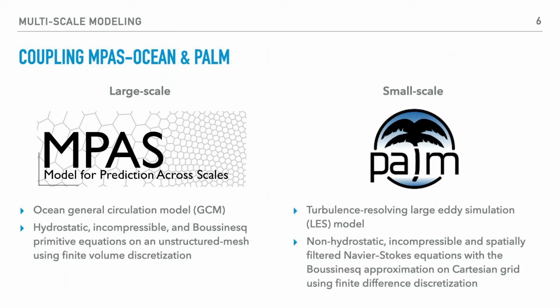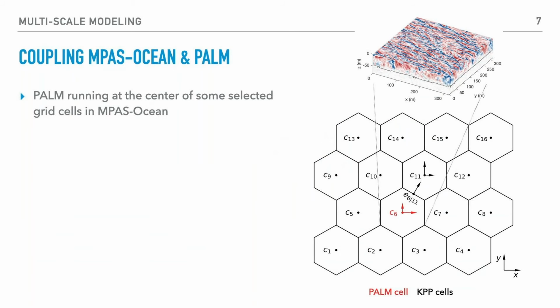To couple these two, we basically embed PALM inside some grid cells of MPAS-Ocean. To look closer, this is some idealized mesh of MPAS-Ocean. I'm going to embed a PALM simulation inside one MPAS-Ocean grid cell. Here we have the flexibility to run PALM only on selected MPAS grid cells. I'm going to talk about it more later. And on other grid cells, I'm going to use the standard KPP, K-profile parameterization, for the vertical mixing.